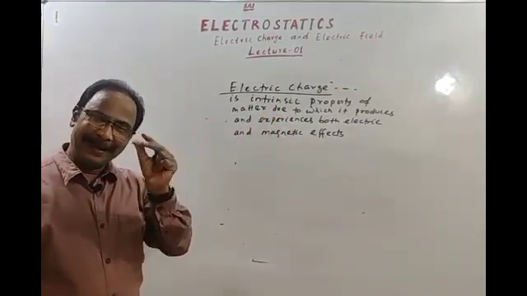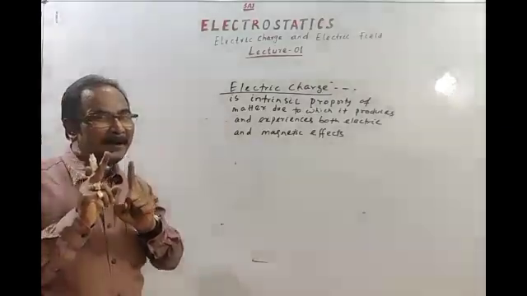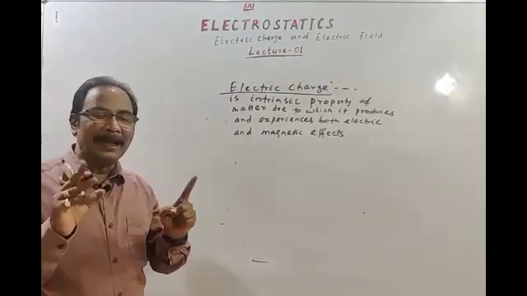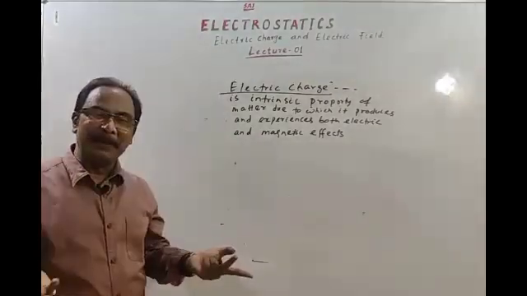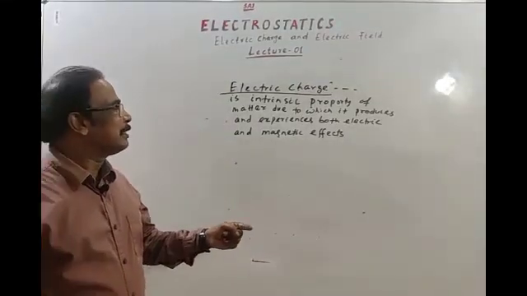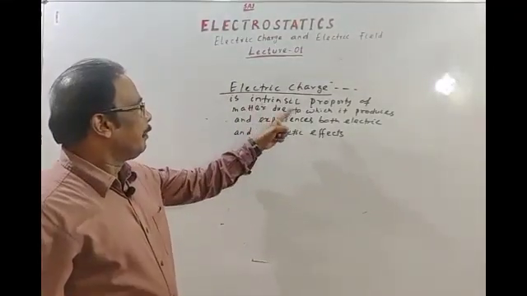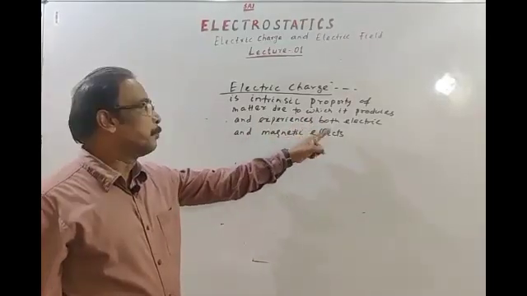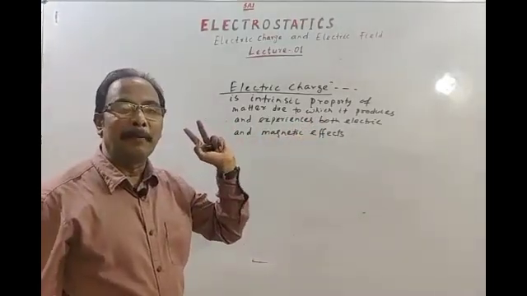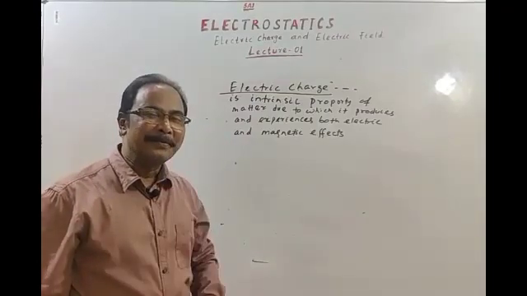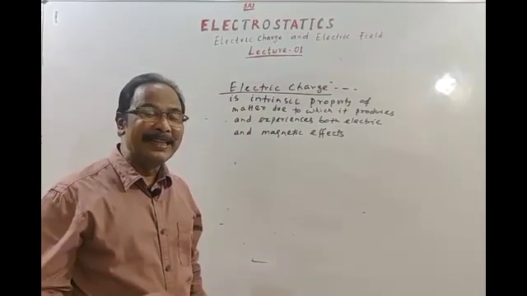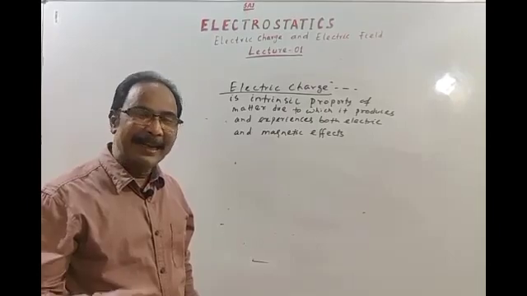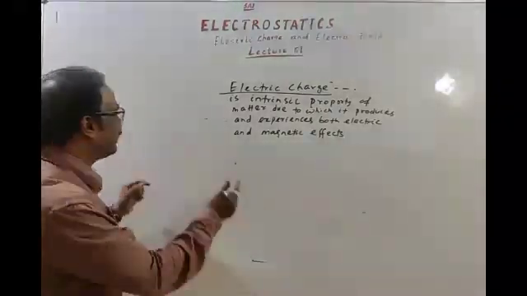Matter contains atoms, and the fundamental particles of atoms are electrons and protons, meaning negative and positive. Neutron is uncharged. Charge is an intrinsic property of matter due to which it produces and experiences both electric and magnetic effects. Then the question arises, as we have discussed, when does a charge produce an electrical effect and when does it produce a magnetic effect.